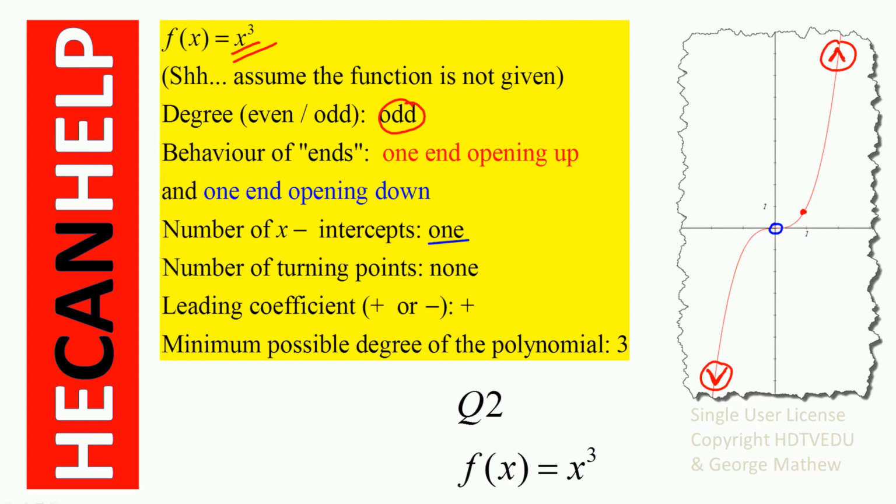Number of turning points? No, there is no turning point. If you have a curve like this, there is a turning point. If you have a curve like this, there is a turning point. But when you have a curve like this, there is no turning point. So number of turning points? None. No question about that. Leading coefficient, is it positive or negative?